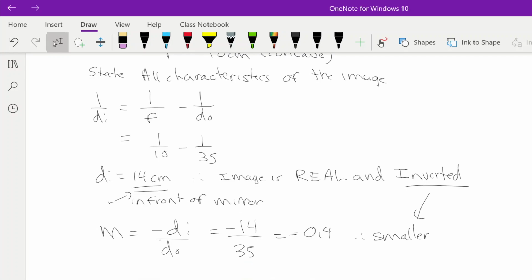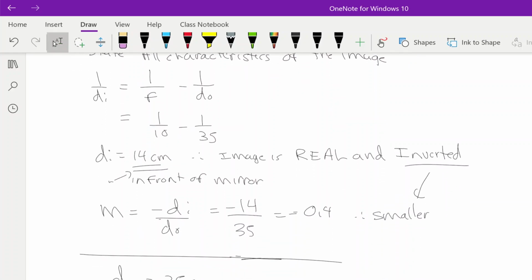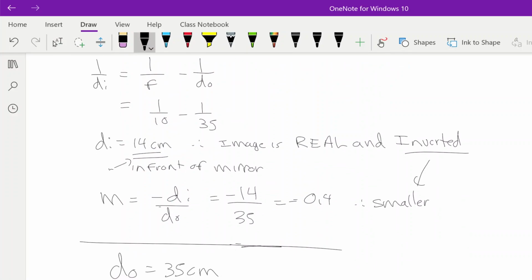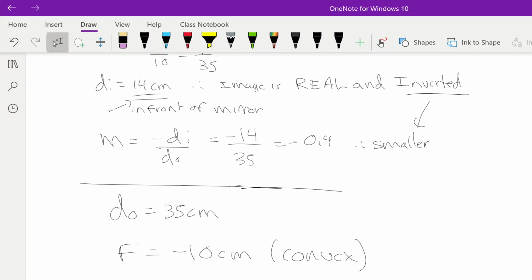Okay. Now, let's do another one. This time with a convex mirror. Now, we've never done one of these before. So now I'm going to do the same thing. I'm going to say DO equals 35 centimeters. No problem. I'm going to say F equals negative 10 centimeters this time. So this is therefore convex. It's a convex mirror. And now we're going to state all the characteristics of the image again, starting with di.